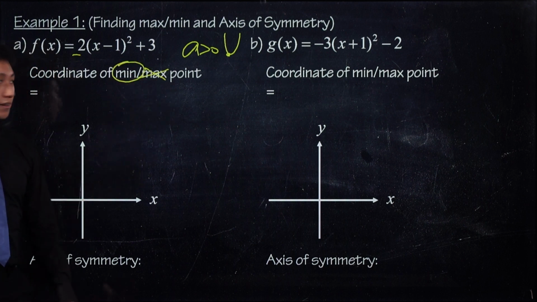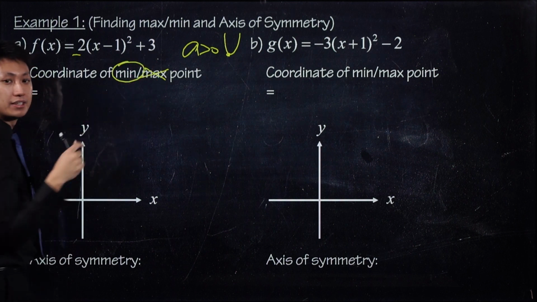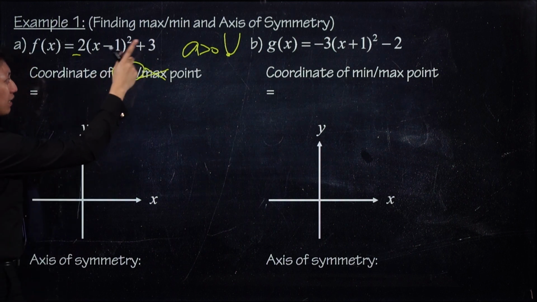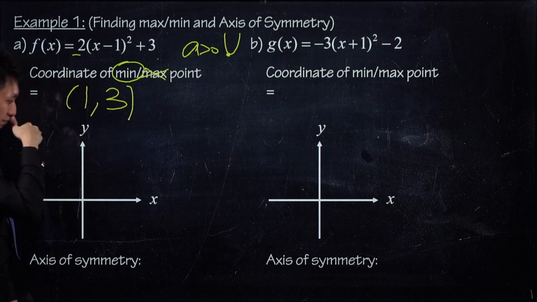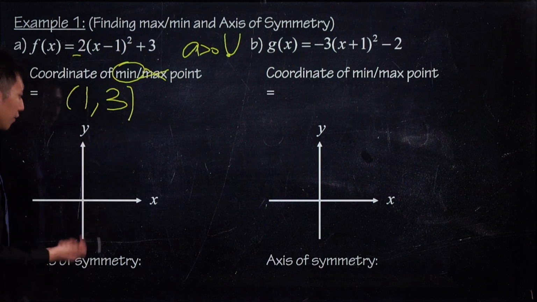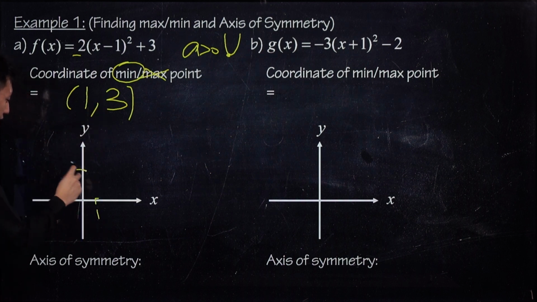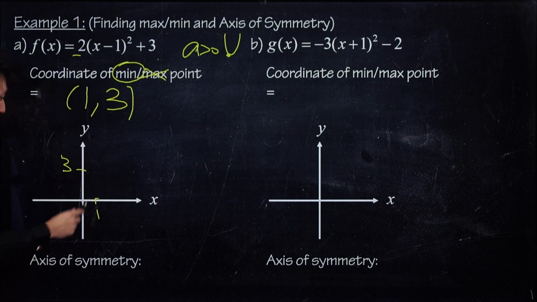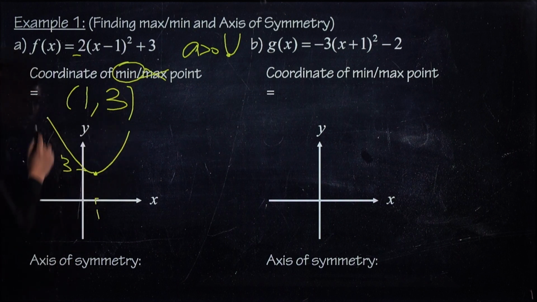What's the minimum point? I look at here, it's 1. I look at here, it's 3. So 1 for x, 3 for y, so 1, 3 here. Okay, so I label this point first. This is 1, this is 3, just a rough sketch for you. So this one is your minimum point, and I'm drawing a smiley face. So that's very simple.